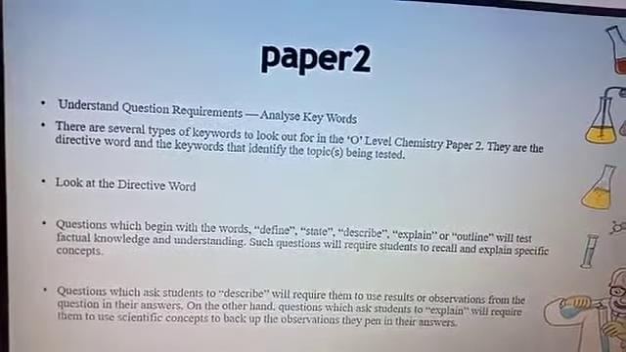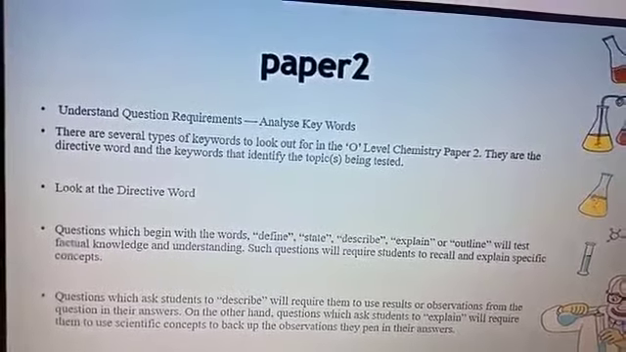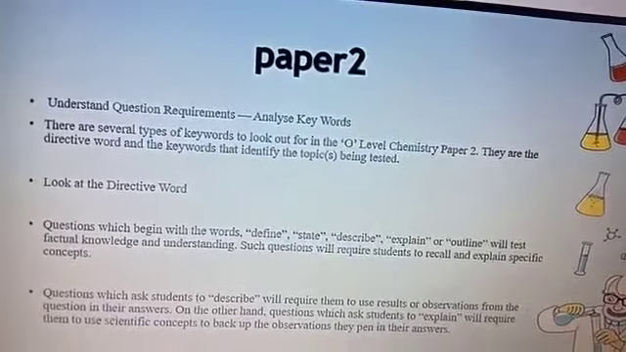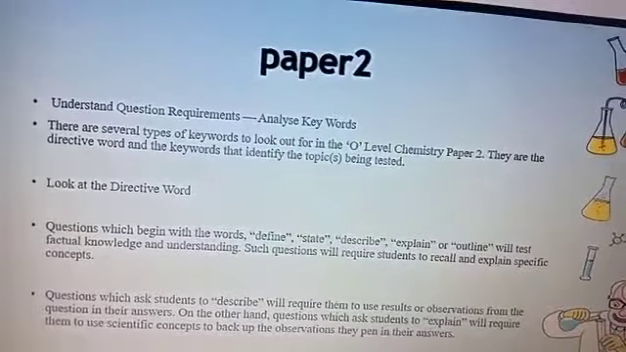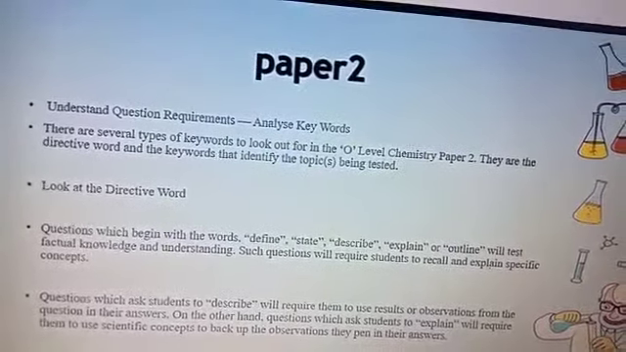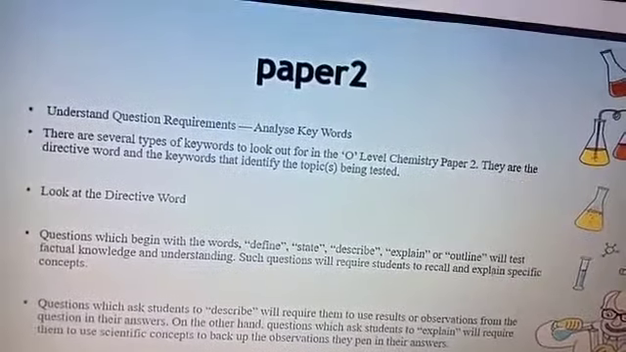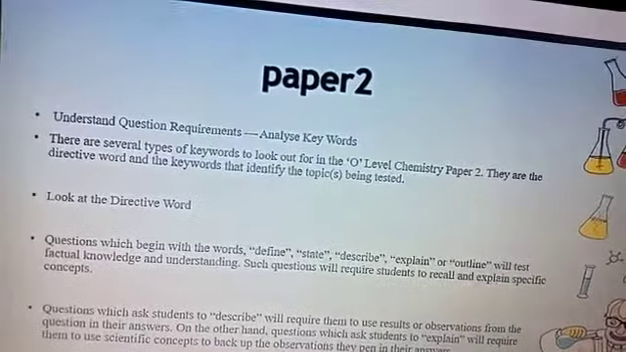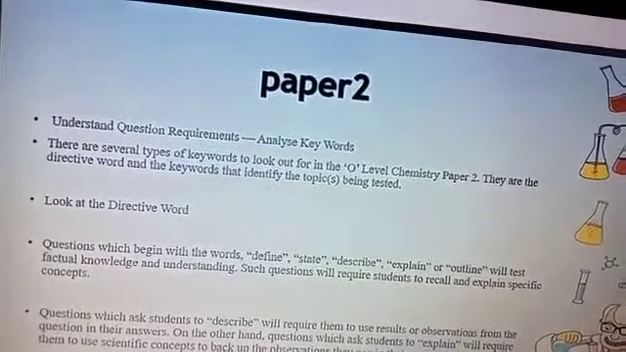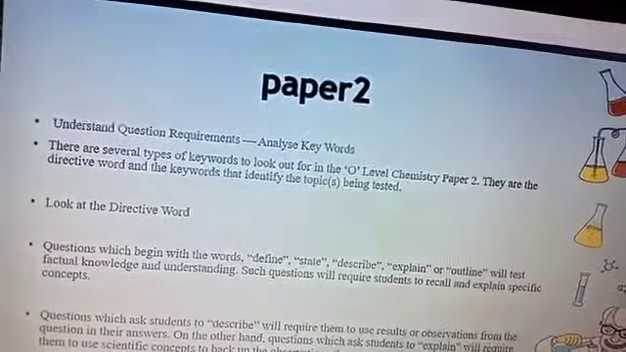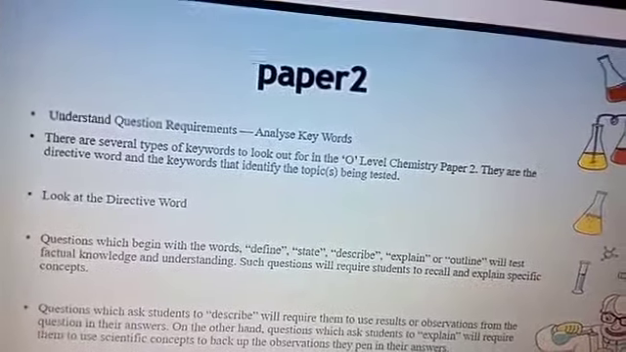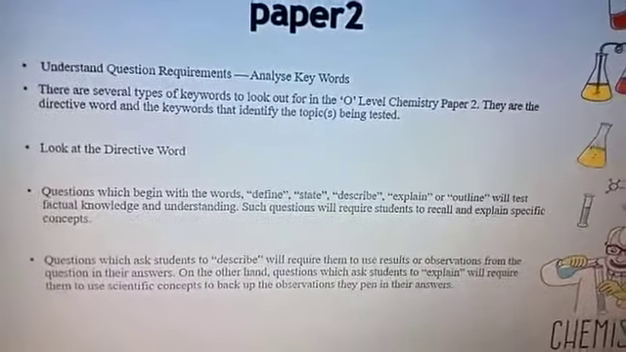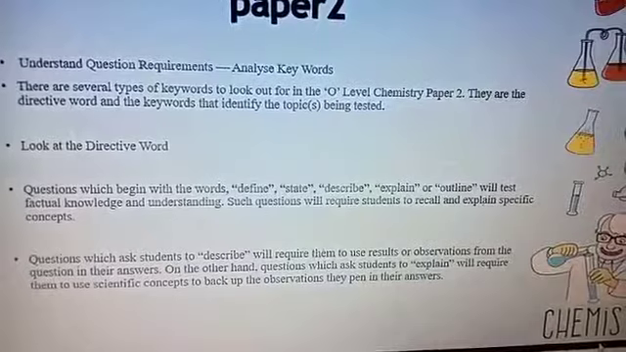Understand the question requirements or analyze the keywords. There are certain types of keywords to look for in the O-level chemistry paper 2. These are called directed words, like they are giving you direction how to answer the question, and keywords that identify the topics being tested. Look at these directed words. Questions which begin with the word define, state, describe, explain, and outline will test factual knowledge and understanding. Such questions require students to recall and explain specific concepts.